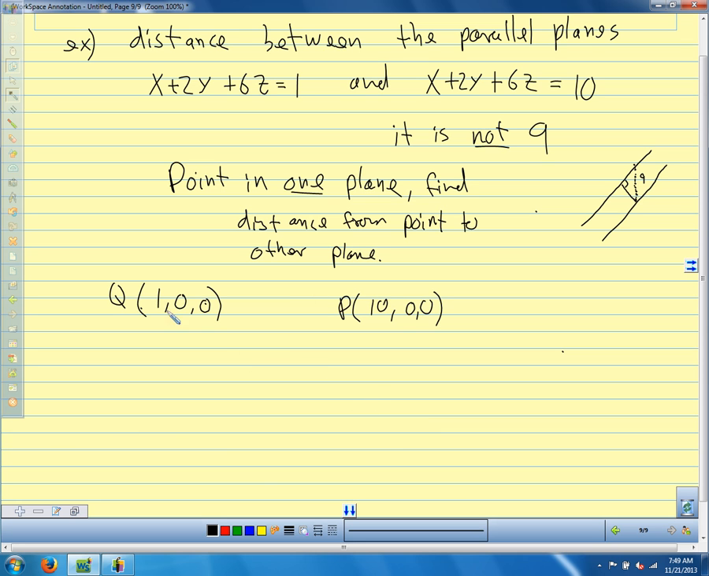So my vector from P to Q, from this point to the point not on the plane, is, I'm going to write it as negative 9, 0, 0. I could use the one going the other direction as well, 9, 0, 0. Either one works. So this point came from this plane. This point came from that plane. Form the vector between them. My normal vector here is the vector 1, 2, 6.